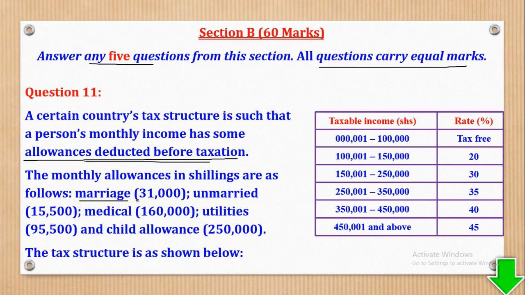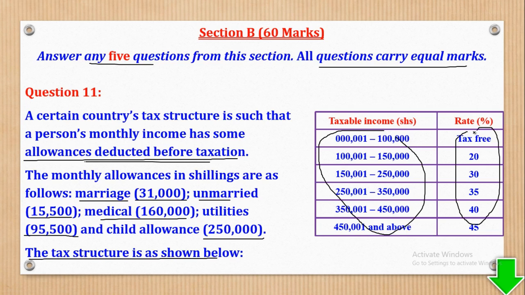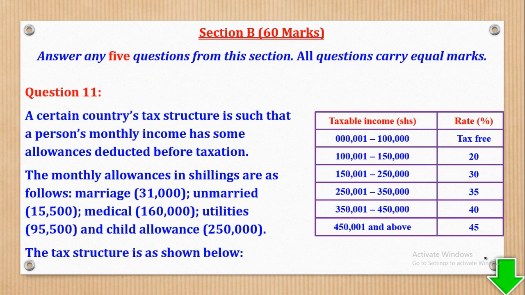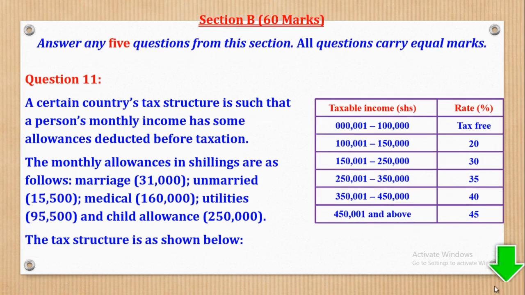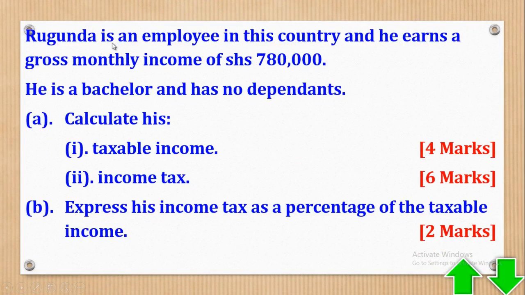So marriage allowance is 31,000, unmarried 15,500, medical 160,000, utilities 95,500, and child allowance 250,000. The tax structure is as shown below. So this is the tax structure. So this is the income tax, and these are the corresponding percentages. So Rugunda is an employee in this country and he earns a gross monthly income of shillings 780,000.